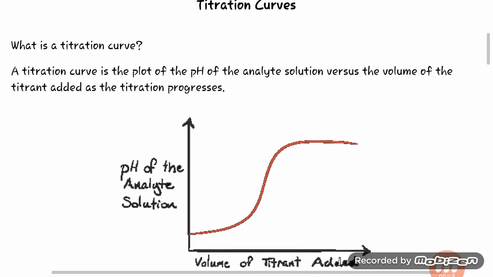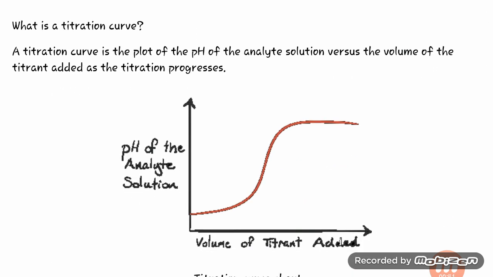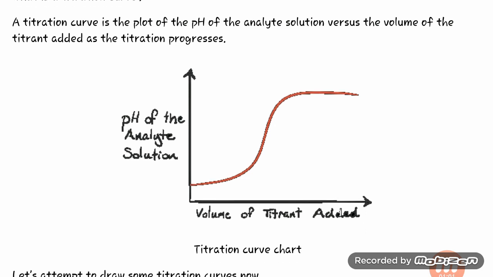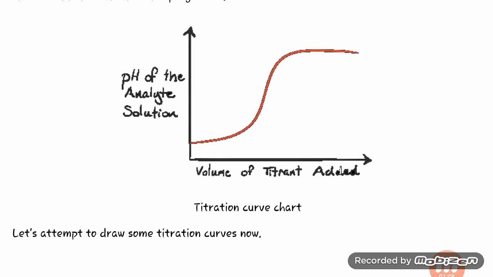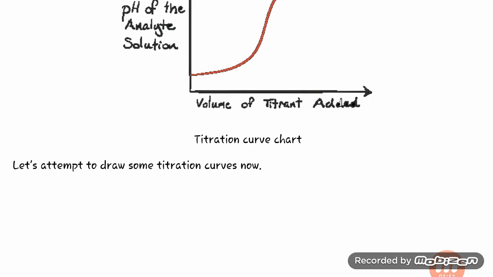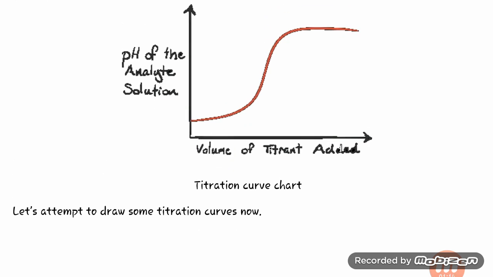Next, the titration curve. So what is a titration curve? A titration curve is the plot of the pH of the analyte solution versus the volume of titrant added during the titration process. Okay, so it is pH versus volume. You can see here the pH of the analyte solution, then the volume of the titrant. As we know, the analyte is the unknown solution, and the titrant is the known solution.